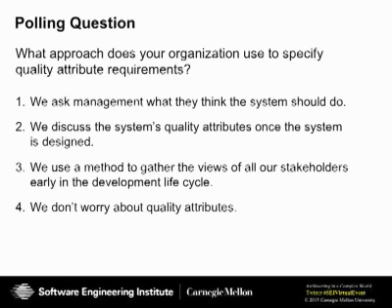So at 18.1% we ask management what they think the system should do. At 9.3%, we discuss the system's quality attributes once the system is designed. The majority here think number 3, we use a method to gather the views of all our stakeholders early in the development lifecycle. And number 4, we don't worry about quality attributes. So Rob, I'm assuming number 3 again is what you were looking for. Yes, I think number 3 is the best answer.